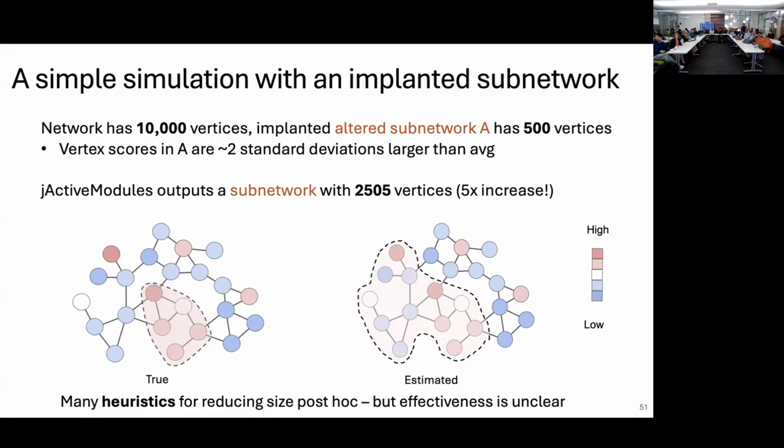In practice, what many methods will do is find this connected subgraph and have a bunch of heuristics post hoc to reduce the size of this network. But the effectiveness of these heuristics can be unclear.